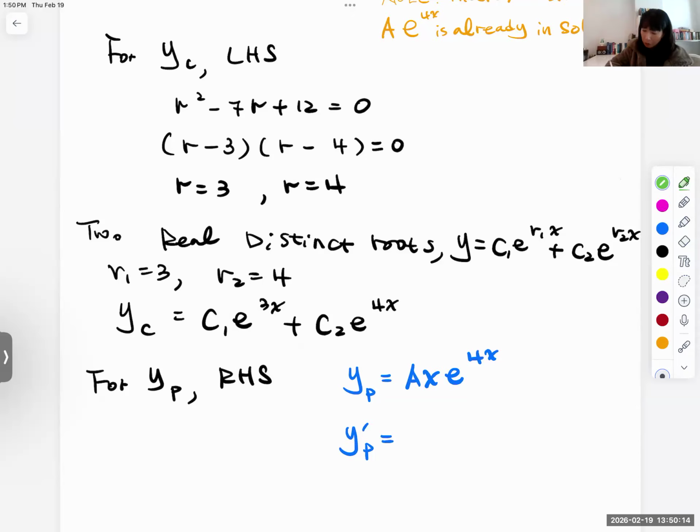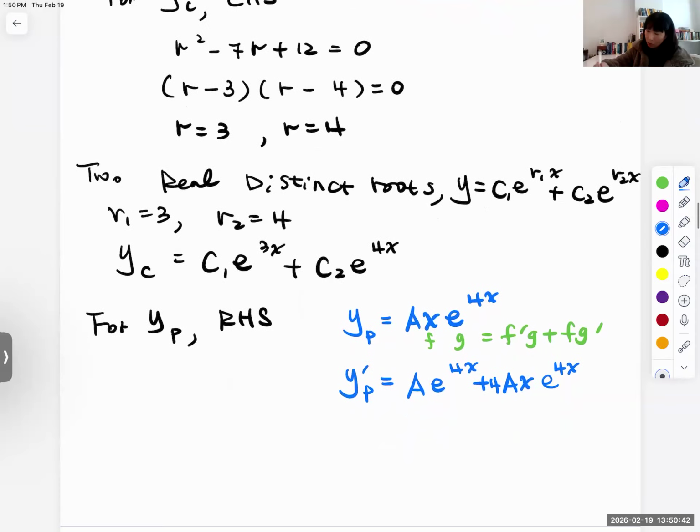So product rule, fg, f prime g plus fg prime. So we will get a f prime, just a e to the 4x plus f, ax, g prime, so 4 e to the 4x. Okay, now we do double prime. So first term, we have 4a e to the 4x.